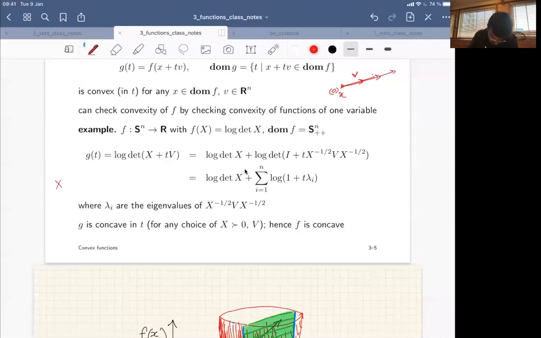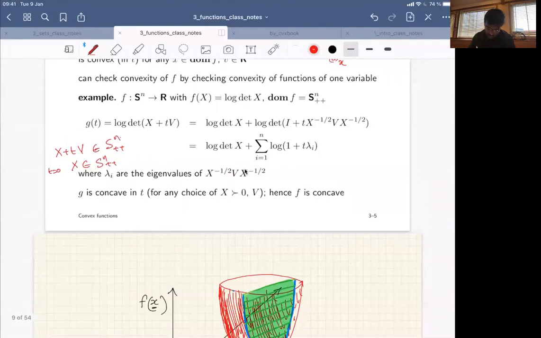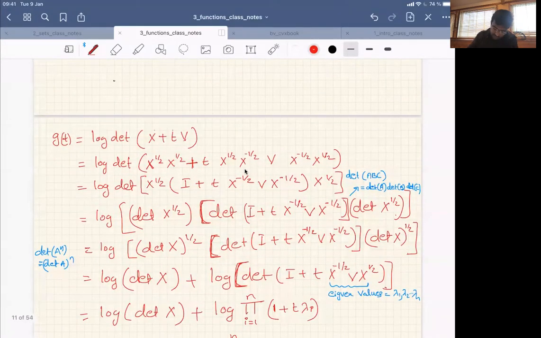So what I'm saying is x plus tv should belong to s plus domain of f. So for t equal to 0, we have x. That also should belong to s plus. So I cannot take any arbitrary point. That also has to be in this domain. That's why we are writing here x has to be greater than or equal to 0, and v you can pick any direction, but together it has to be in the domain.